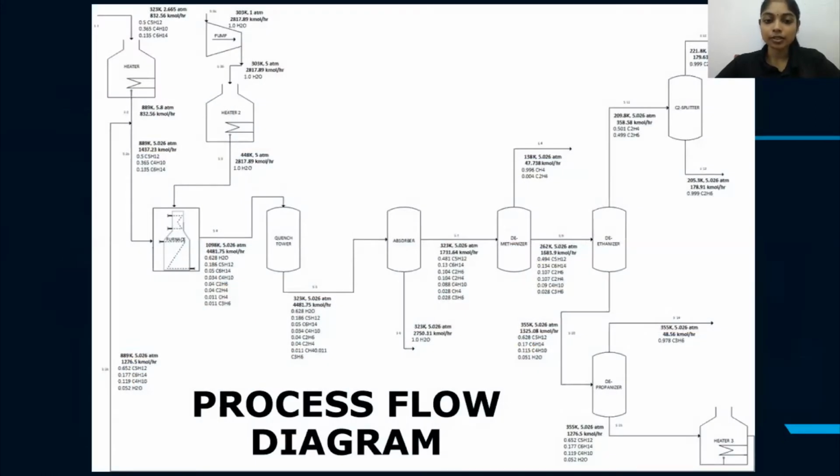Let me explain the process flow of this plant. The naphtha is fed into the heater to heat it to the furnace temperature. In the furnace, the naphtha is cracked, and the light hydrocarbon produced will be cooled, and then the water is removed. Demethanizer, deethanizer, and depropanizer are used to remove methane, ethane, and propylene respectively. The C2 splitter is used to split the ethane and ethylene, and finally 99.9% purity of ethylene is produced.